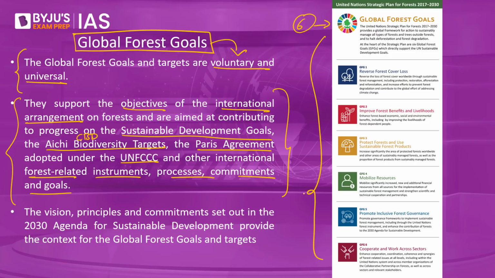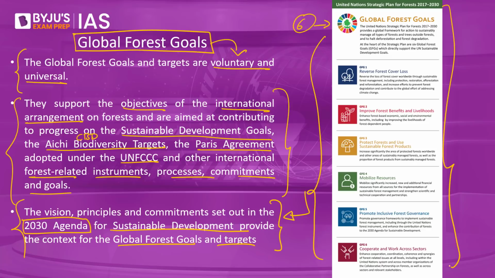The overall vision, principle, and commitments of these 6 goals have been set in the context of the 2030 Agenda for Sustainable Development Goals of the UN, and hence it is important to make a note of these 6 global forest goals. These global forest goals that have been laid out under the UN Strategic Plan for Forests include reversing forest cover loss as goal number 1, improving forest benefits and livelihoods as goal number 2, protecting forests and use of sustainable forest products as goal number 3, mobilizing resources at national and local level for forest conservation as goal number 4, promoting inclusive forest governance as goal number 5, and cooperation and work across sectors as goal number 6.